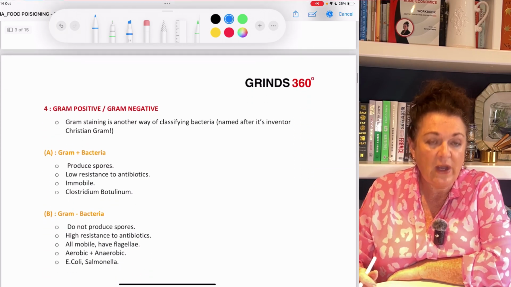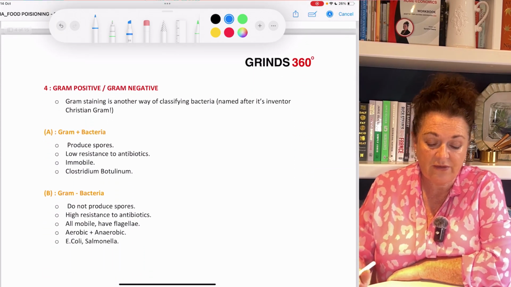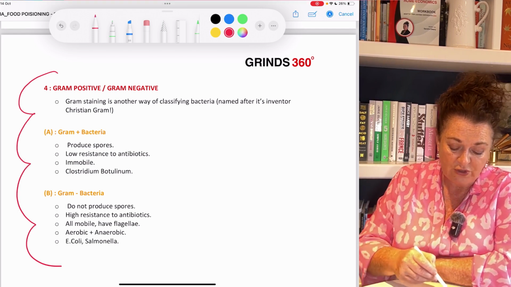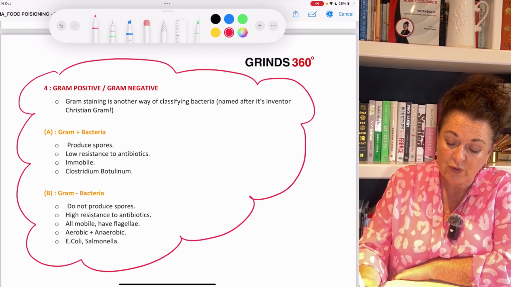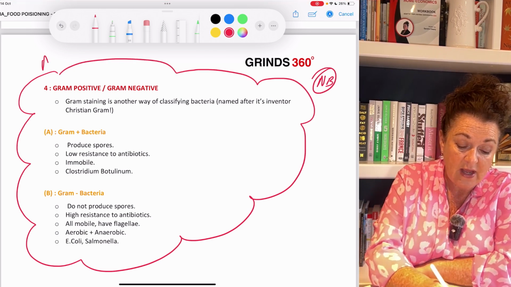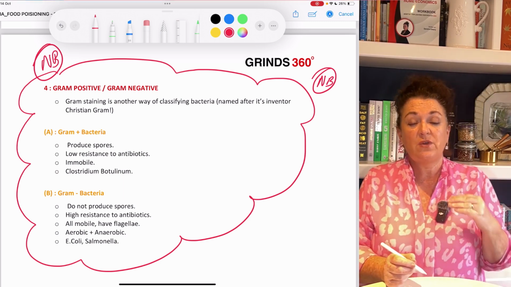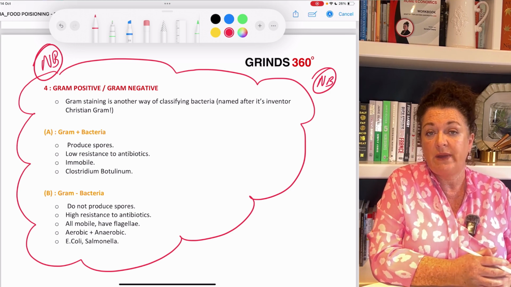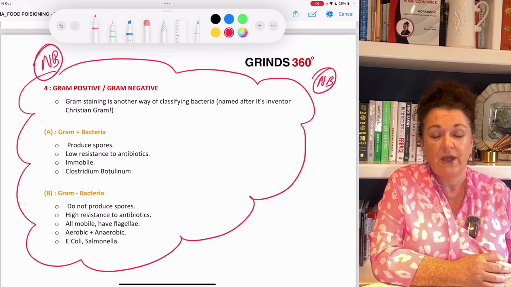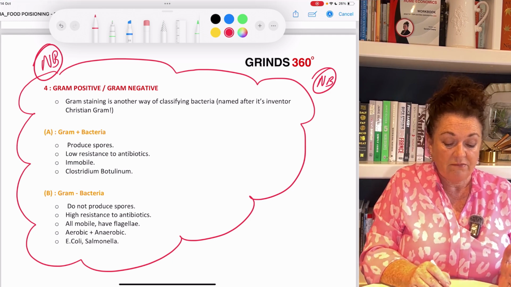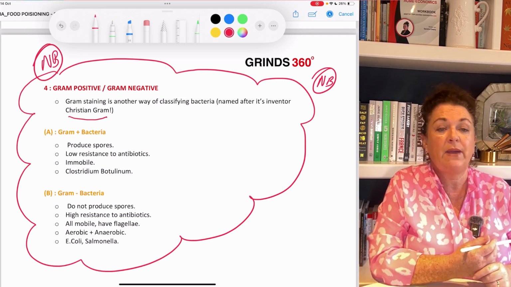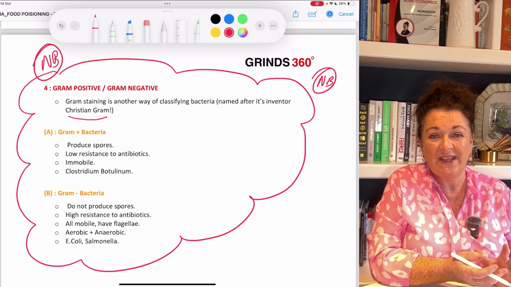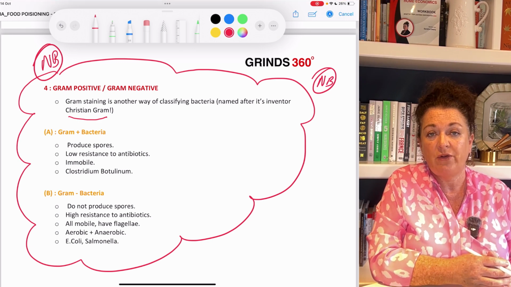Now, then we have our fourth one, which is gram positive and gram negative. To be honest, I don't see that they're going to focus too much on this, but I am going to put NB twice beside it. The reason I'm doing that is this classification, like the temperature range, is not covered on your biology course. So we said about this scientist Christian Gram, he came up with this particular way of grouping bacteria using different stains, and then looking at the bacteria under a microscope.